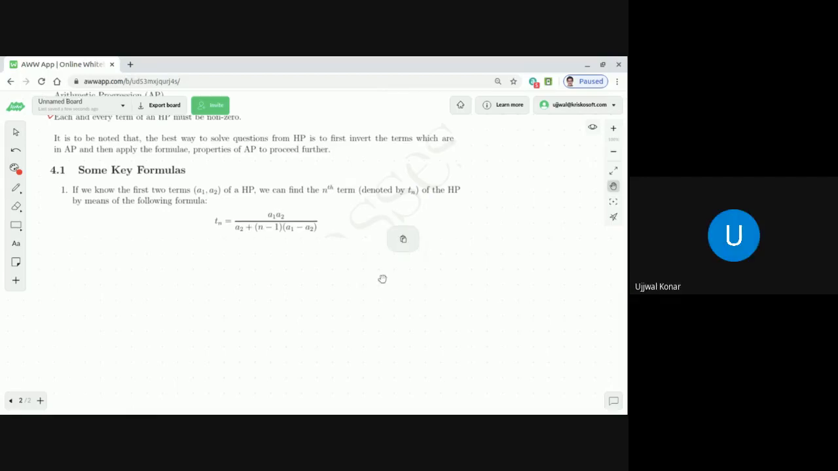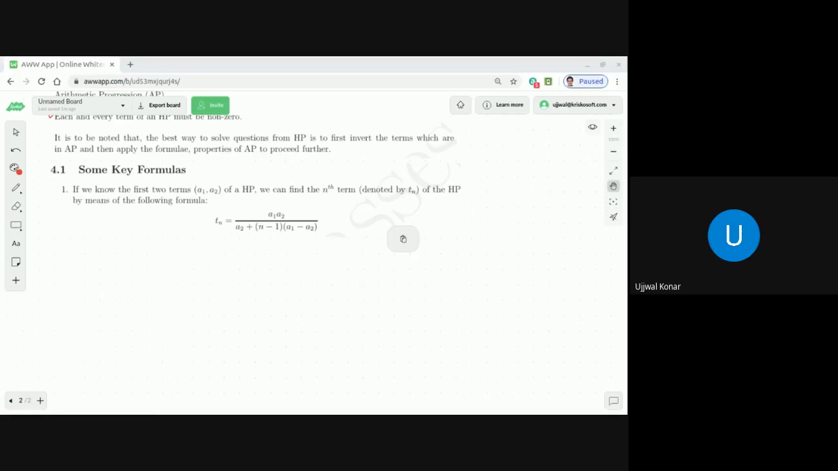Correct? In case you are not able to remember this formula, you can take A1, A2 are in HP, so 1 by A1, 1 by A2 should be in AP. From there, you can find their common difference, that is 1 by A2 minus 1 by A1. And then you know the nth term formula of an AP and you can apply that. But I will strongly recommend that you remember this thing. Correct?